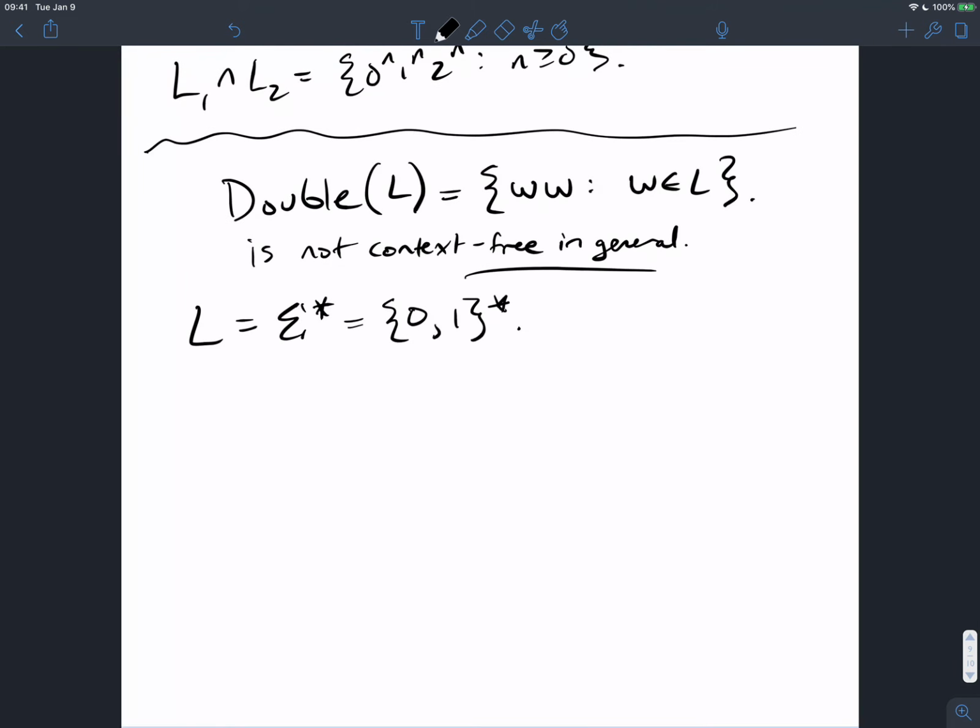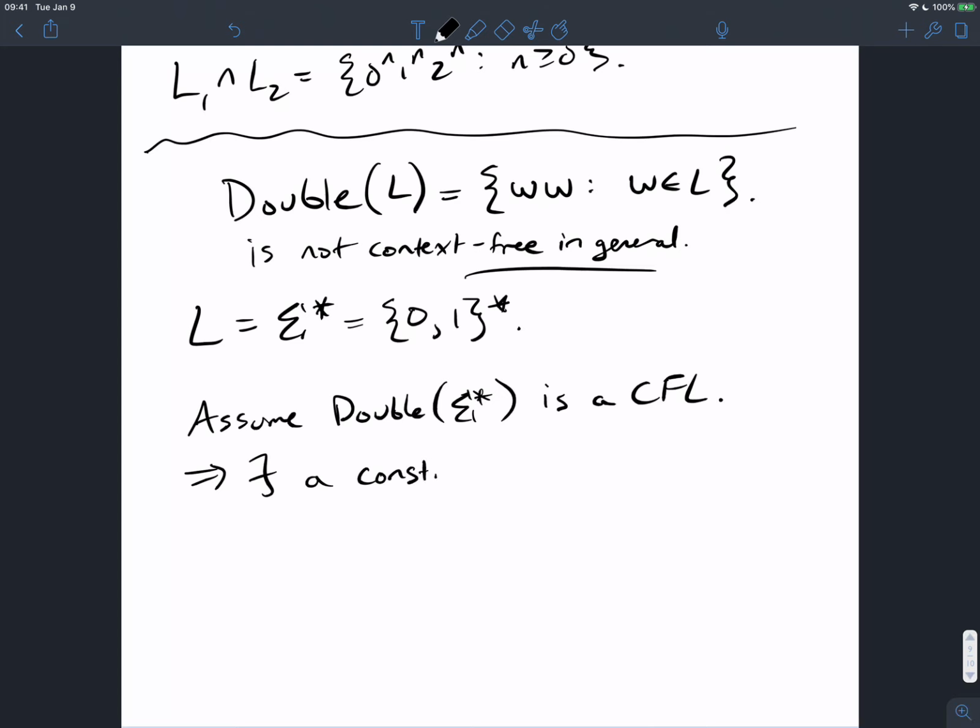Okay, well, if I want to show that double of sigma star is not context-free for 0, 1, what should I do first? Assume it is. So let's assume double of sigma star is a CFL. Okay, well, we're going to show it's not, but what should we assume from that statement? There's a CFG, of course, for it, but for the purposes of the lemma, yeah, there's a pumping constant P for L. So there exists a constant, just like before, P for L. So it starts out the same as before.